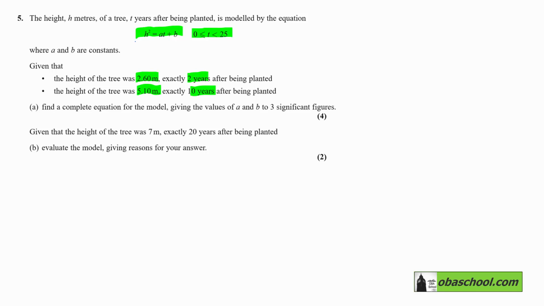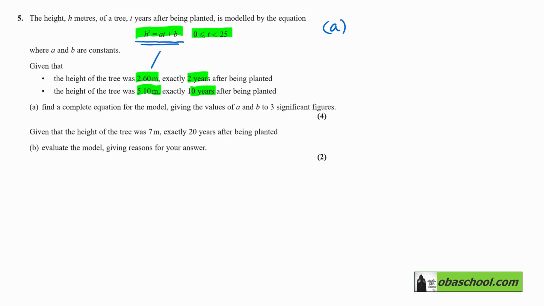So what we want to do is replace the a and b with constants. Then after that, we're going to work on part B. We're given that the height of the tree was 7 meters exactly 20 years after being planted, and then evaluate our model. So let's look at part A first.